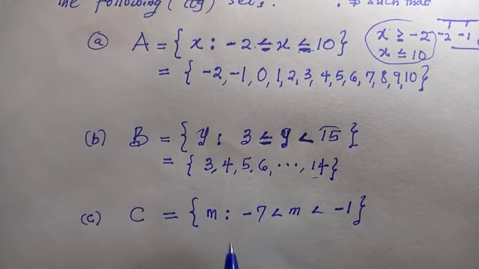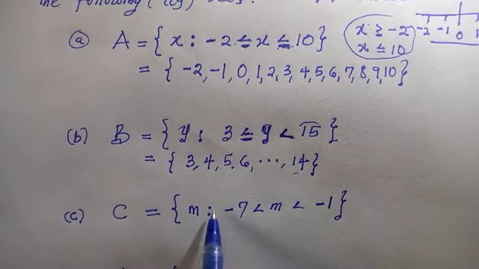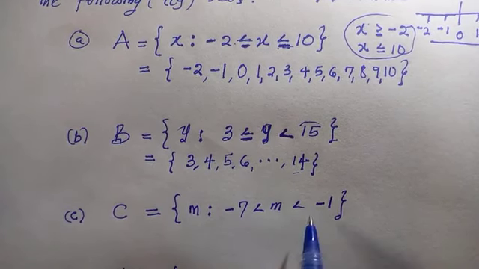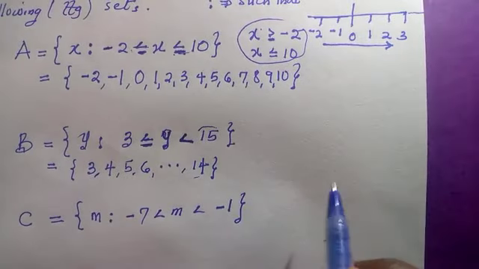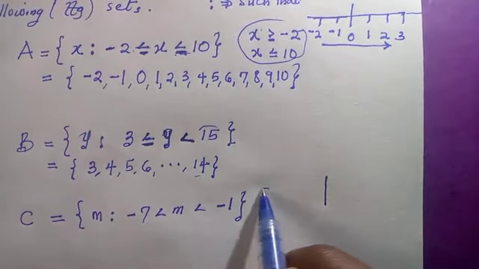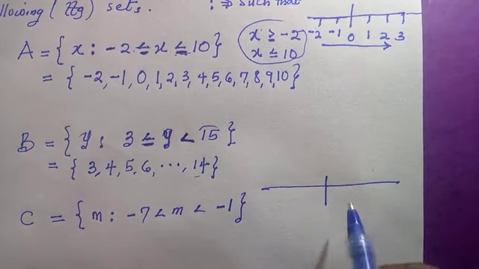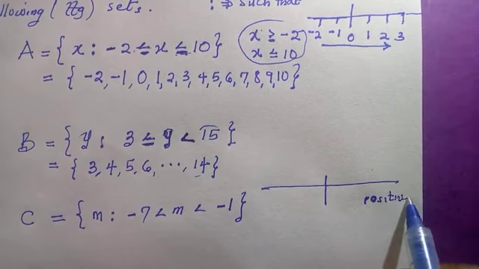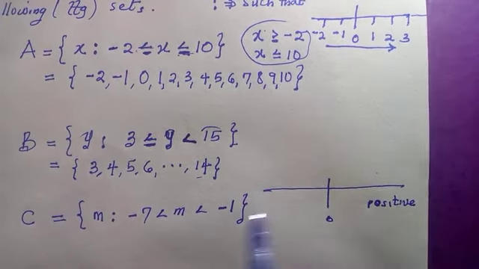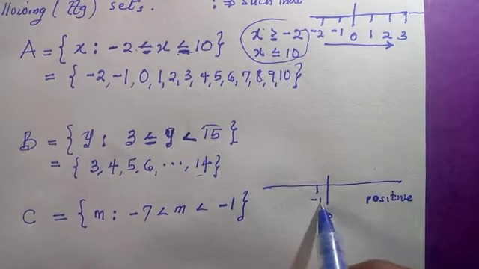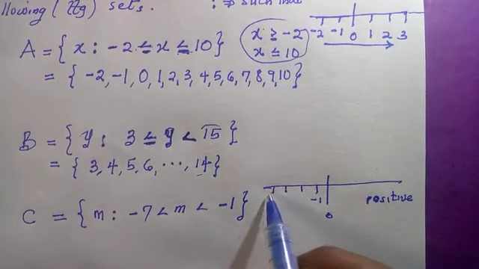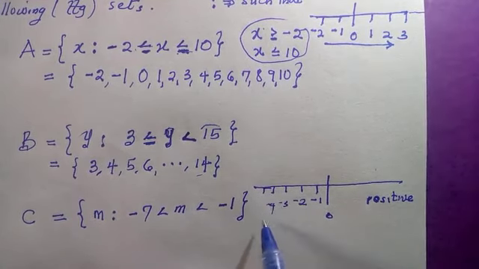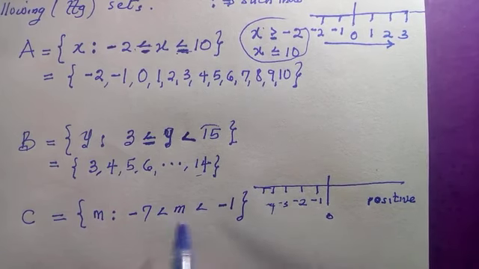So we have m such that -7 is less than m, which is less than -1. This one throughout doesn't have any equality sign, but both of them are negative. So let's see how to present this on a number line to know all the values we are going to list out. All these sides are positive, while this side is negative. This side is 0 and the other side is negative.